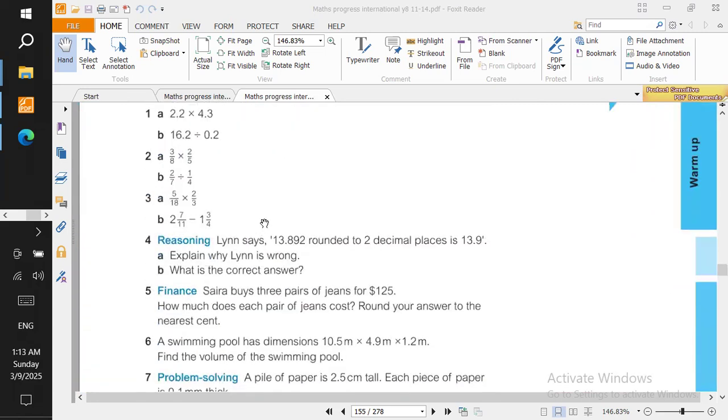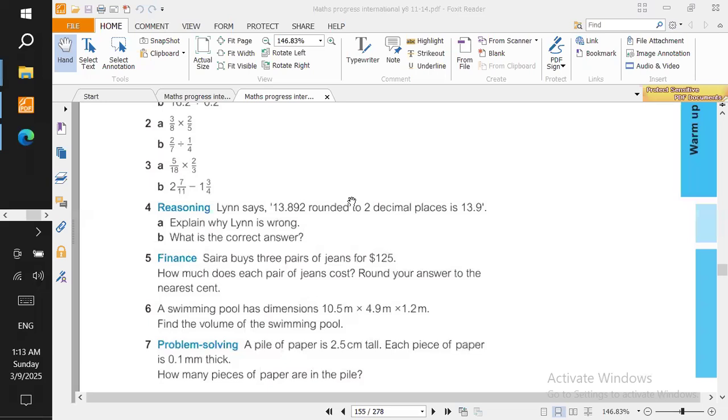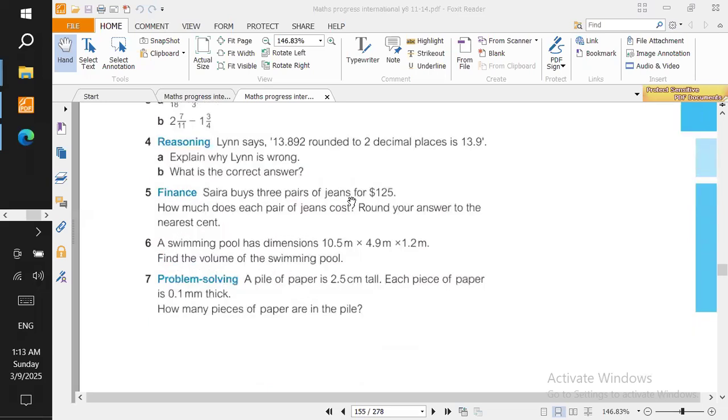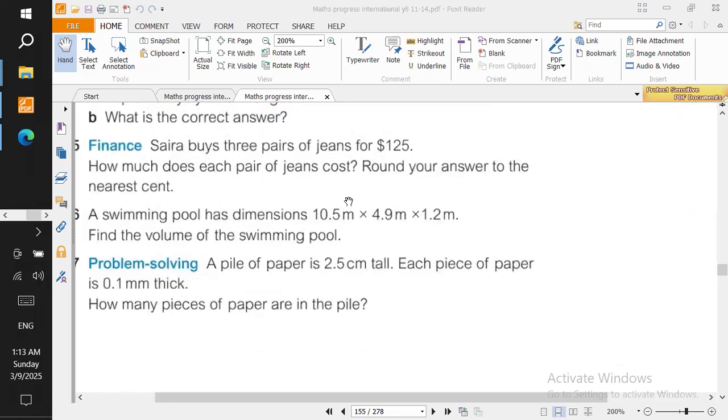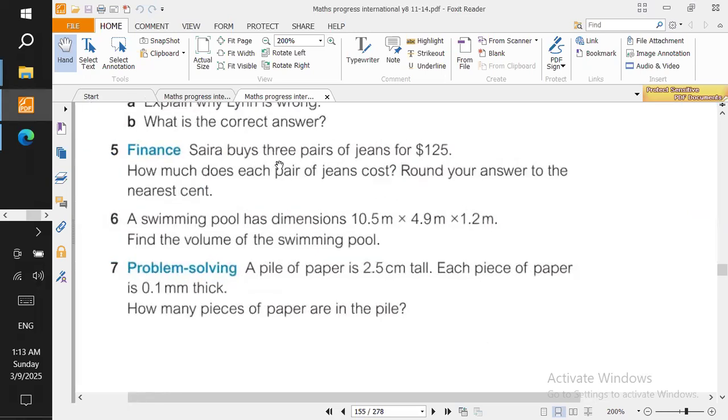For example, let's take some of the questions, maybe word problems, like they said. Here, Sarah buys 3 pairs of jeans. So she buys 3 pairs of jeans for 125. How much does each pair of jeans cost? Round your answer to the nearest cent. So basically, 3 pairs, let's call them 3x. They cost 125. So I want to know how much money does every x cost.